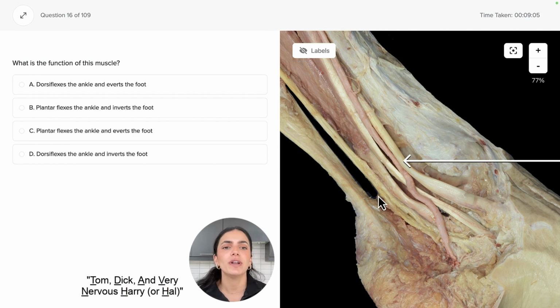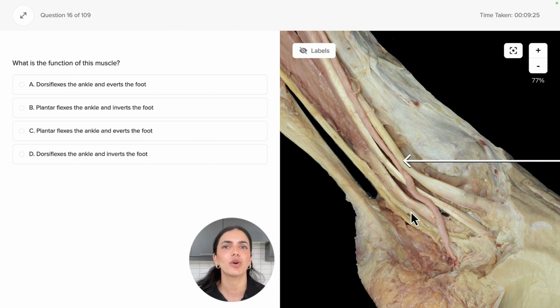So those are the components of the tarsal tunnel. Let's recap quickly. We have tibialis posterior, the flexor digitorum longus muscle, and the posterior tibial artery. The posterior tibial vein should be here as well, but it's been dissected away. We have the tibial nerve, and lastly, we have the flexor hallucis longus.